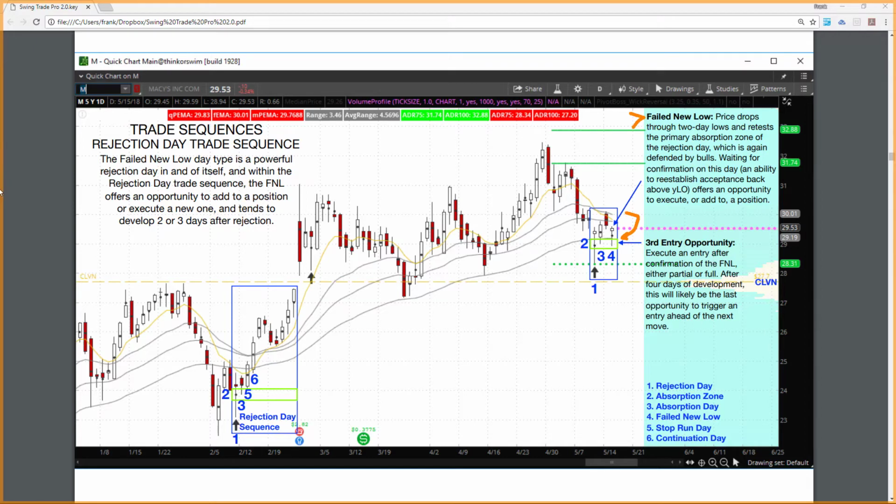So there's a couple of ways to think about this one. Number one, just because price is in this zone, you could look to add to that position because it came back to the absorption zone. But keep in mind, when price is in the zone, it's going to look bearish.